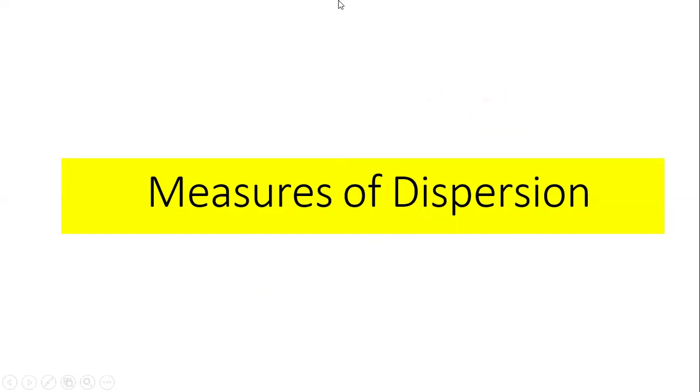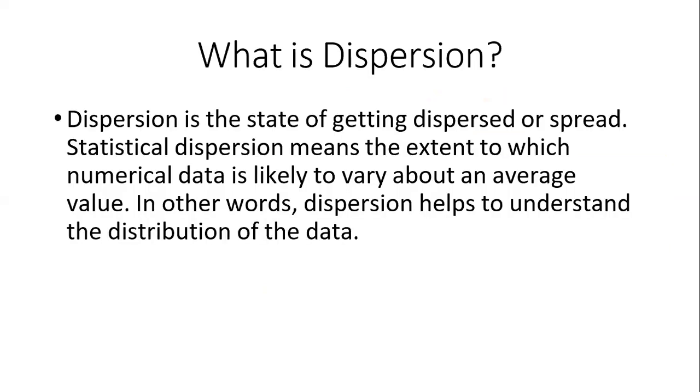Now, measures of dispersion. What are the measures of dispersion? Dispersion means getting dispersed or separated from the given data. How the calculated value is dispersed from the given data. Numerical data are likely to vary about the average value. In other words, dispersion helps in understanding the distribution of the data.